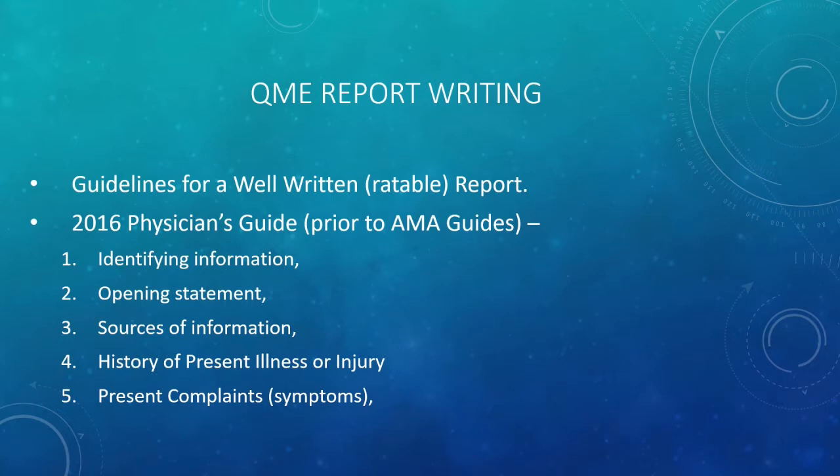Okay? So your report should contain all of the following major topic headings. These are major topic headings that should be contained within your report. Number one is the identifying information, and we'll talk about what type of information should go in each of these sections in a couple of minutes, but let's just elaborate on the major topic headings at this point. Number two is an opening statement wherein you set the stage for the parties. Number three is the sources of information. Number four is the history of present illness or injury. Number 5 is the present complaints, or what are the current symptoms that are related to the industrial injury.